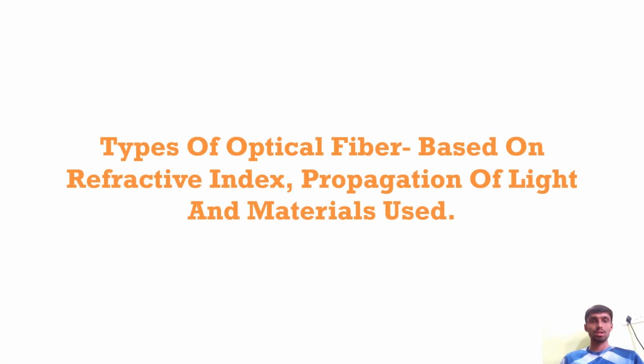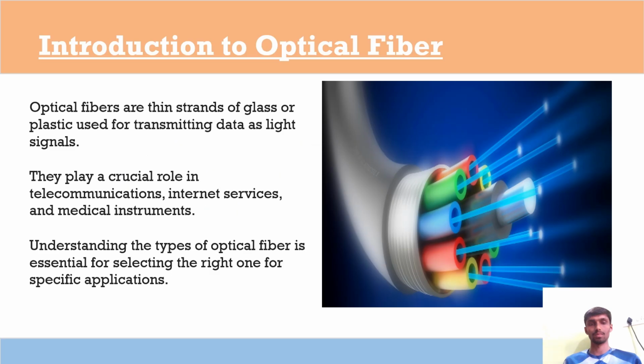Today's topic is the types of optical fibers based on refractive index, propagation of light, and the material used. Optical fibers are thin strands of glass or plastic used for transmission of data as a light signal. They play a crucial role in telecommunication, internet services, and medical instruments. Understanding the types of optical fibers is essential for selecting the right one for a specific application.